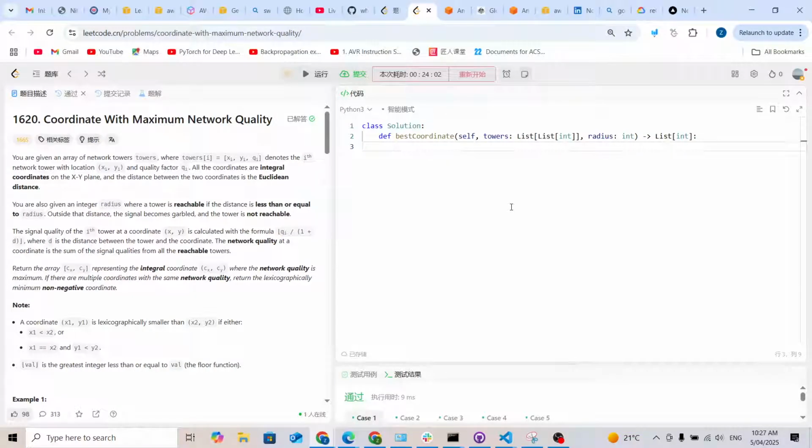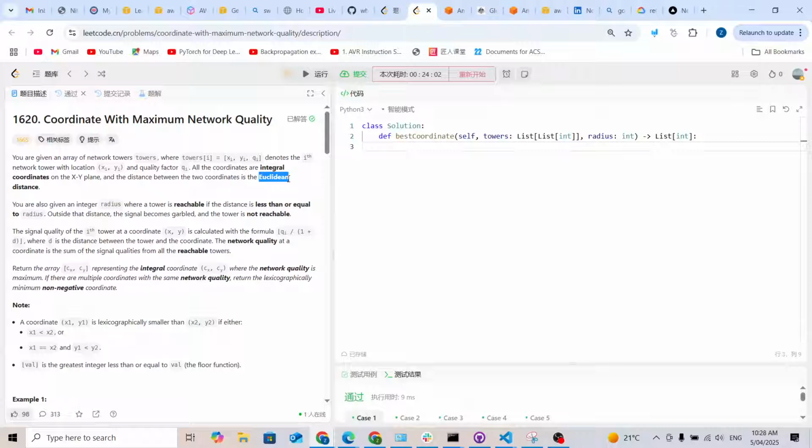Maximum network quality. We are given an array of network towers, where towers[i] is going to be the coordinates x and y, and another value q. Q just means quality. So it denotes the ith network tower with location x and y and a quality factor of q. All the coordinates are integral coordinates of the xy plane, and the distance between the coordinates is Euclidean distance.